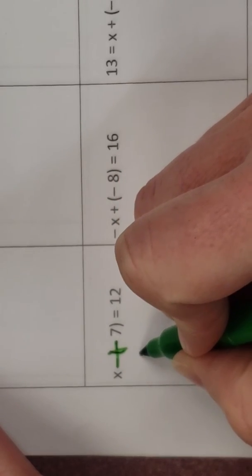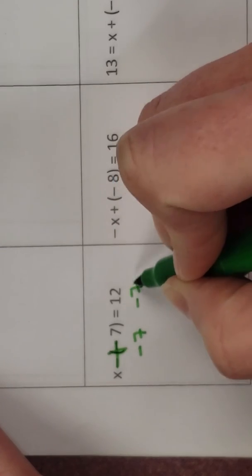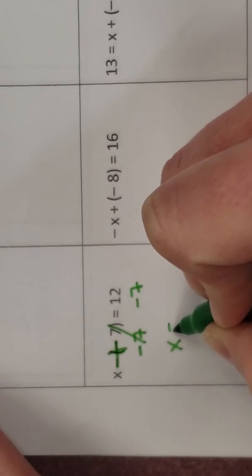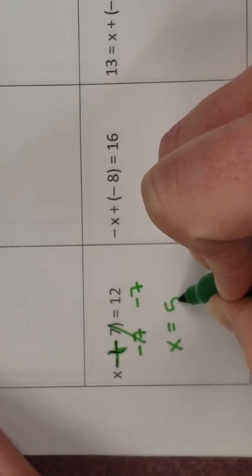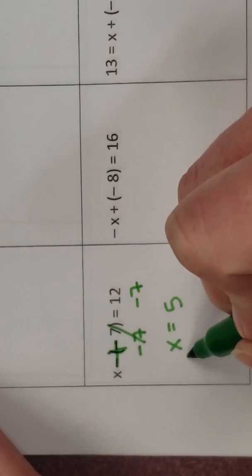And the reverse of a positive 7 is a negative 7. What you do on one side, you do to the other. So you're left with x equals 12 minus 7 is 5. 5 plus 7 is 12. That is our solution.